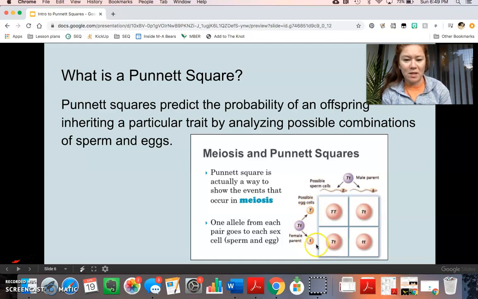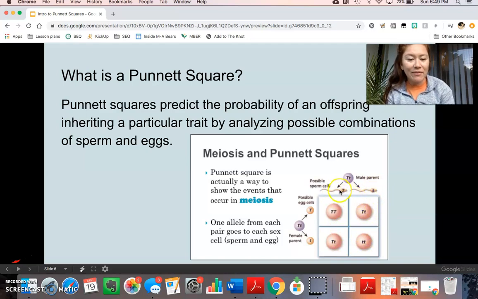So these little pictures are the egg cells. When the sperm cell and the egg cell combine, that's the baby, boom. And this baby would have two dominant alleles for whatever this trait is that we're looking at. But there are lots of other combinations that these two parents could possibly produce.